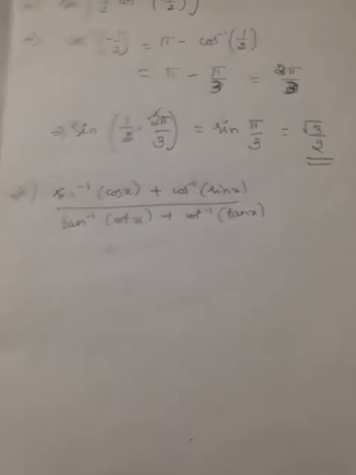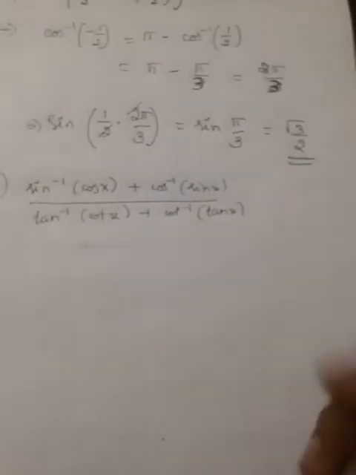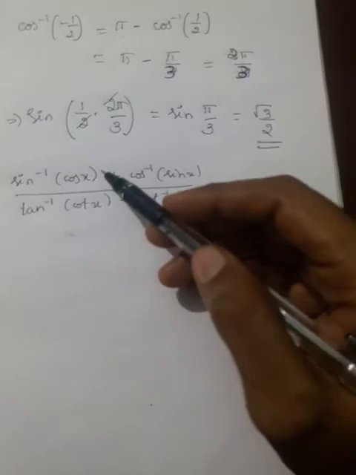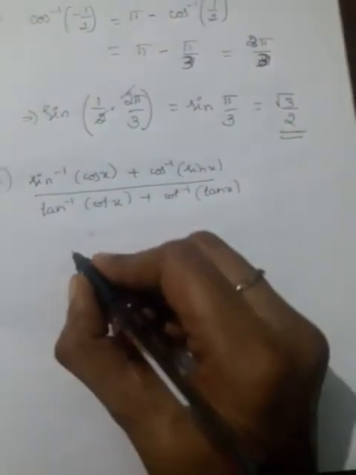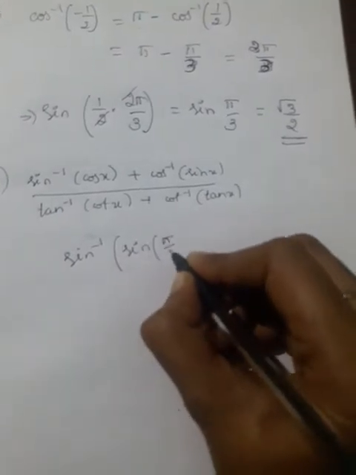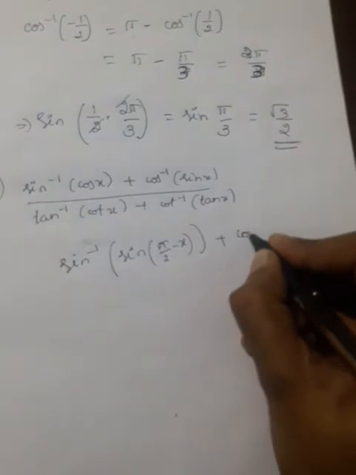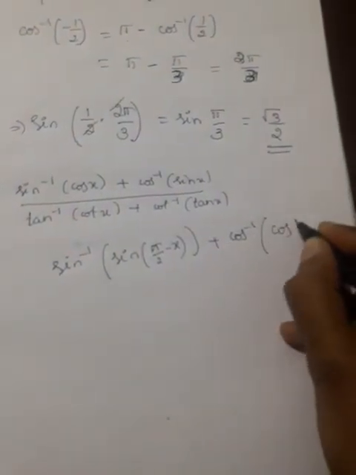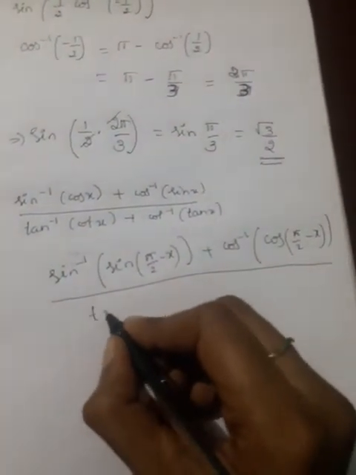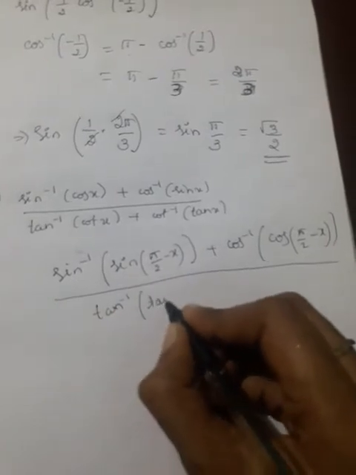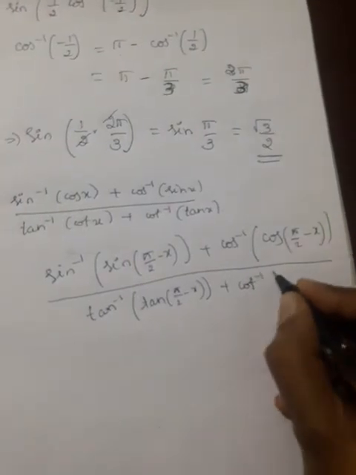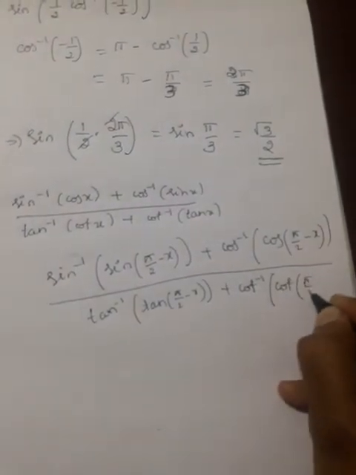You can see here sin inverse of cos x is there. I already told that cos can be converted into sin because 90 minus of that value changes the function, correct? Therefore sin inverse of cos x can be written as sin of 90 minus x, and cos inverse of sin x can be written as cos of 90 minus x, divided by again tan inverse of cot x can be written as tan of 90 minus x, plus cot inverse of tan x can be written as cot of 90 minus x.